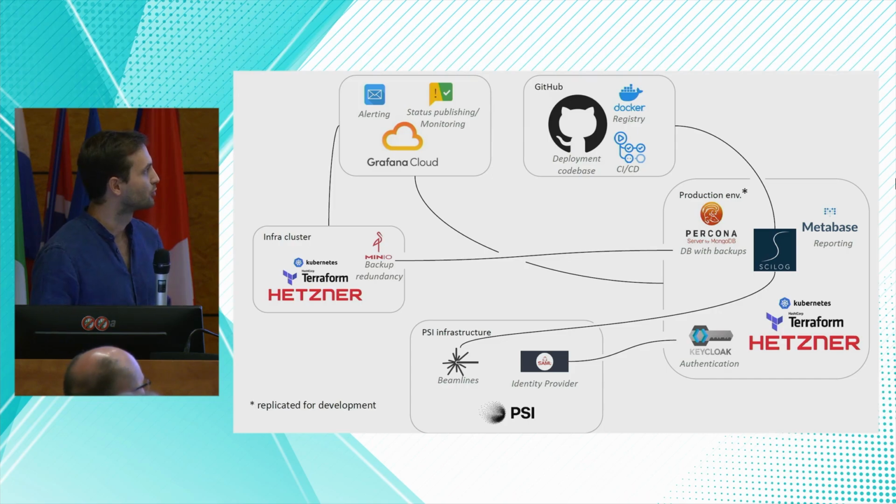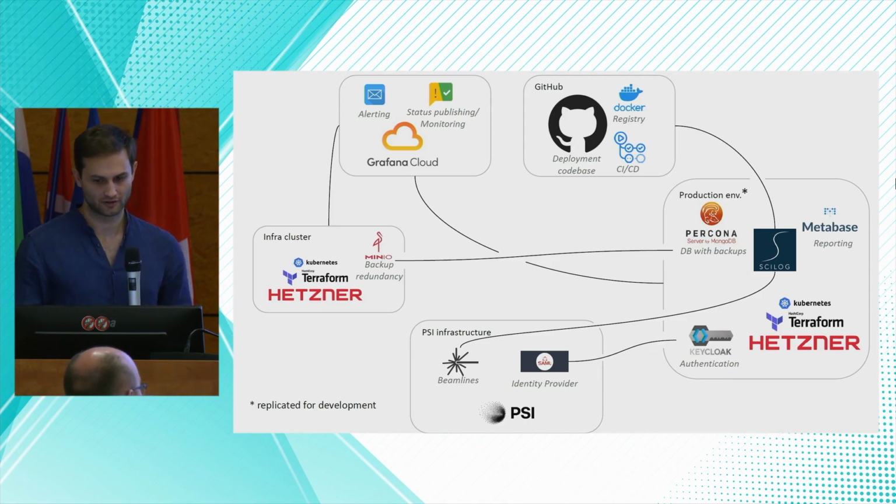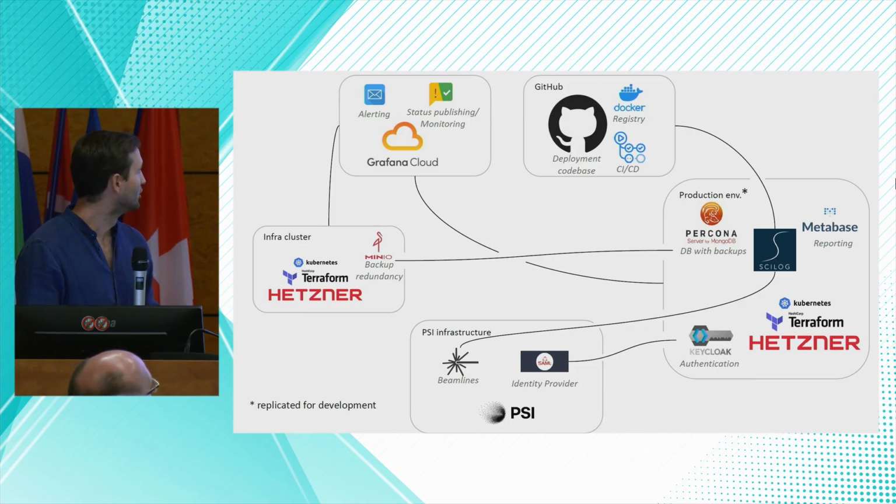I mean, since it's a Kubernetes cluster, it's heavily based on Docker, so the GitHub registry also contains the Docker images. We monitor everything through our Grafana cloud instance, and we do backups in a secondary cluster that we also provide as part of the data infrastructure. This is S3 based, so basically the backup is compatible with any S3 provider.